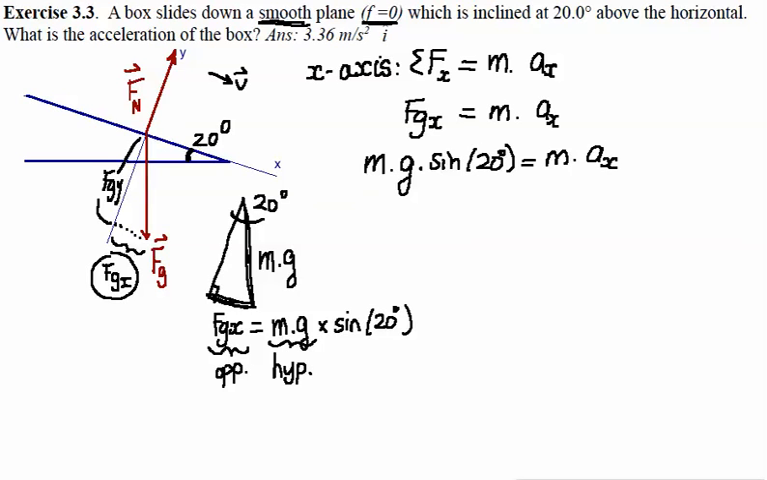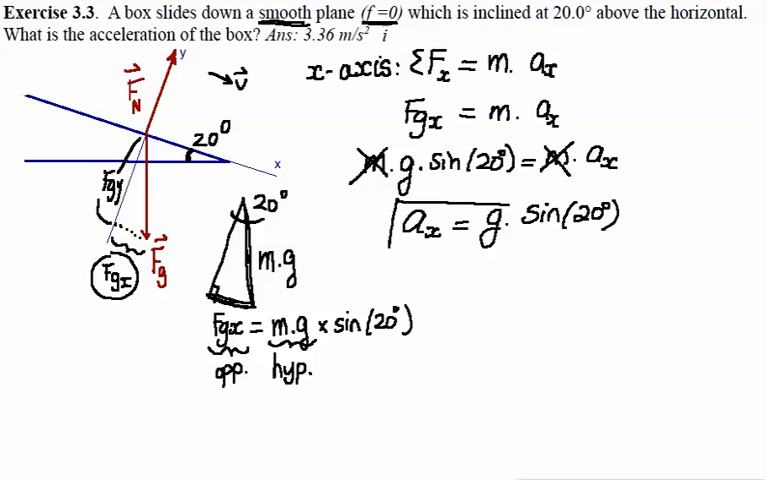Because you solve in symbols, you can actually solve that problem. Without symbols, you couldn't do it, because the mass is not given. The mass is not provided, but it cancels out when you carry the calculation using symbols. So you end up with an acceleration equal to g sine 20 degrees. This is your final answer.